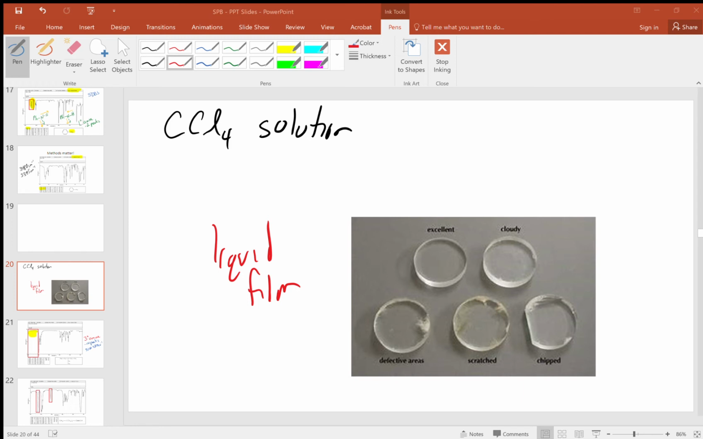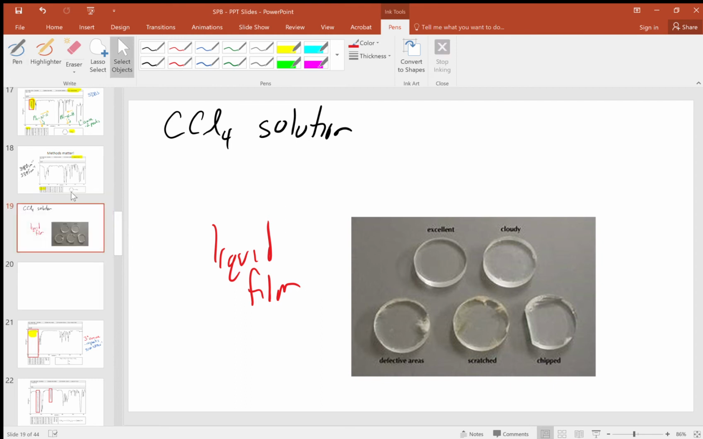And a couple things happen with these. So what this means that you do is often that you'll put a solution of your compound onto one side of the plate and then just let the plate sit for a minute and let the solvent evaporate, and you're left with just a film of your compound. One of the problems though is these salt plates are pretty sensitive, and as they get scratched, chipped, used over time, that can have an impact.